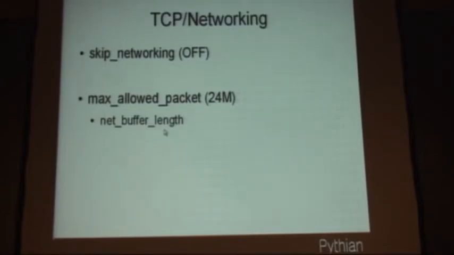The net buffer length, by the way, is here because that's the per-client buffer length to start with. The max allowed packet is the maximum. Whenever you have a client buffer, you start with the length of net buffer length. That's the minimum, and that's what you start allocating with, and max allowed packet is the maximum. After each query, the buffer shrinks back down to the net buffer length. So you run a query, you can run it up to max allowed packet, and then it runs down.